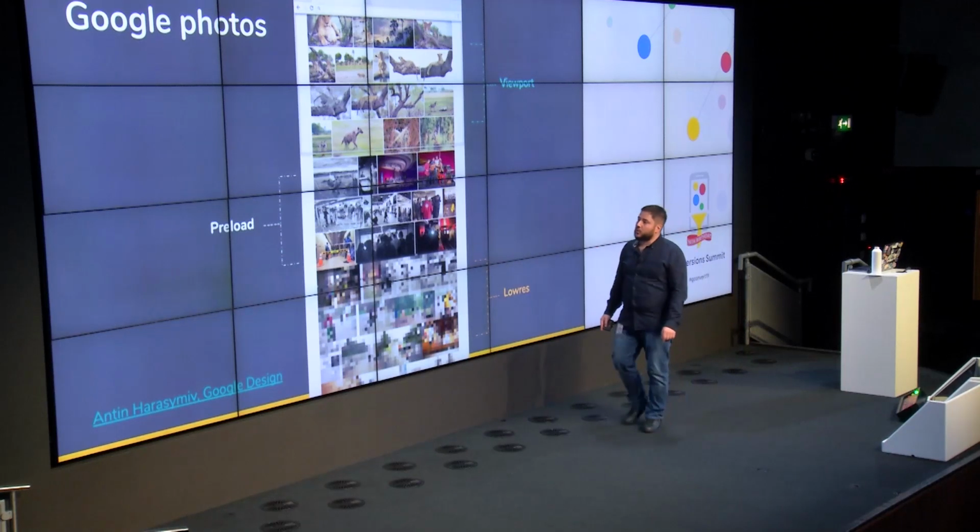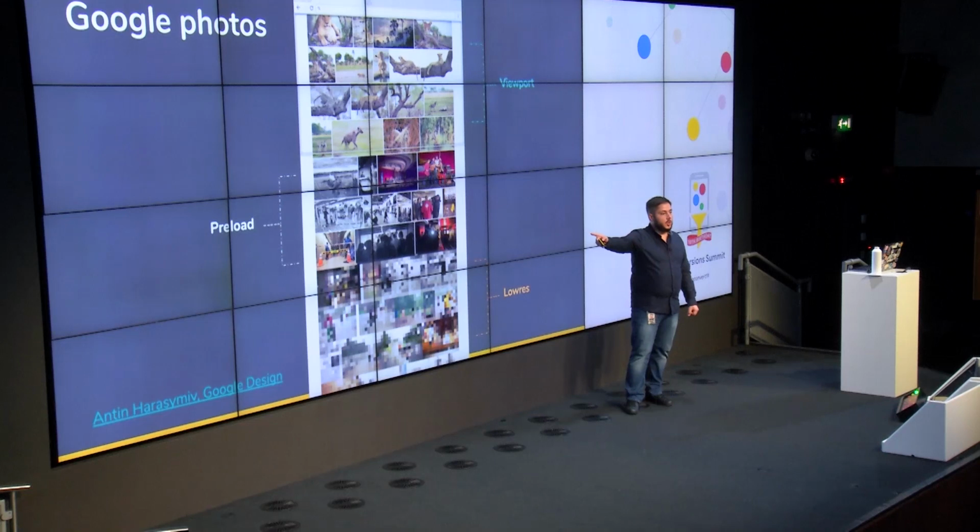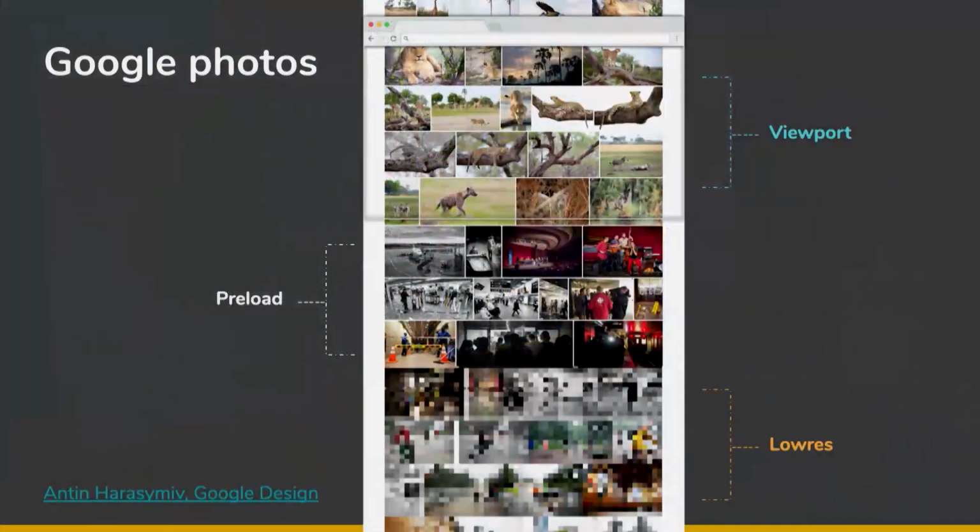This is Google Photos. What they'll do is preload images before a user reaches the scroll, and you have really low res versions. So if someone scrolls really quickly, you're at least showing them something, rather than showing them something blank.